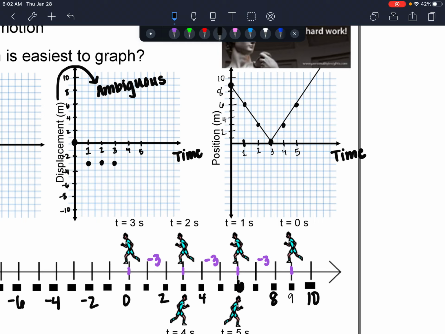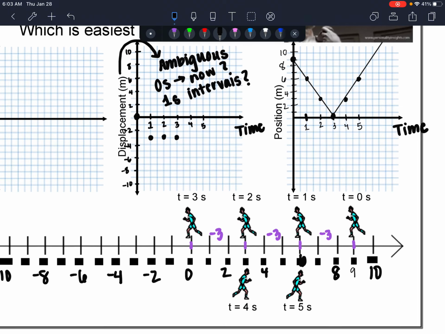And the question is, are we finding the displacement from time 0 seconds to now? Or are we finding the displacement between 1 second intervals? What are we doing here? So we don't really use displacement versus time as physicists because it's too ambiguous.